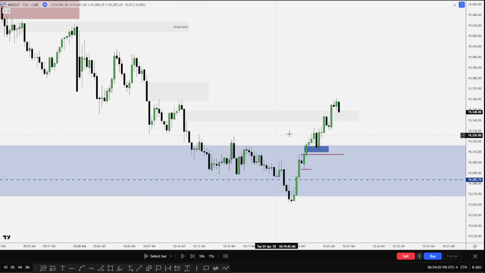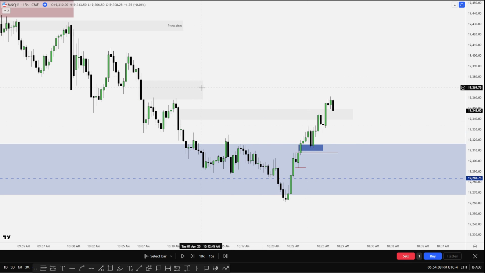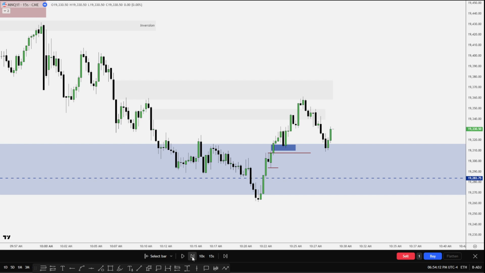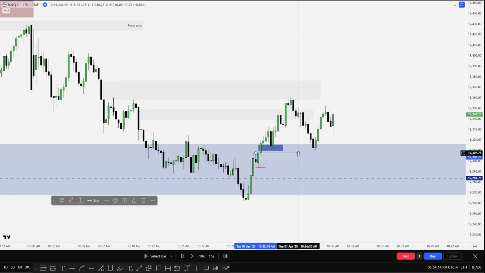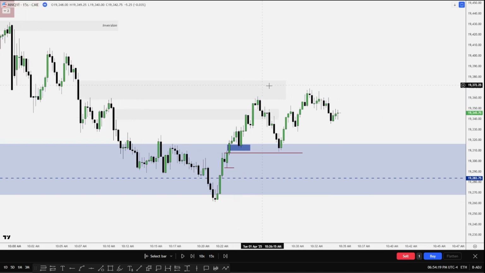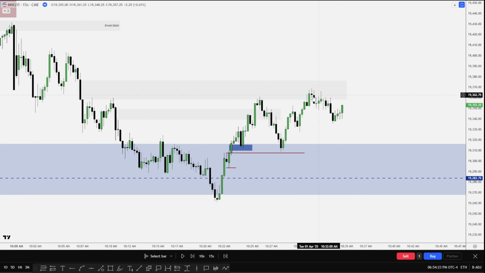So there you go. Price displaces through this. Here's another fair value gap. Tracing down. Still respecting this. And at any moment, I'm expecting a displacement through this high. I don't think this is going to hold.